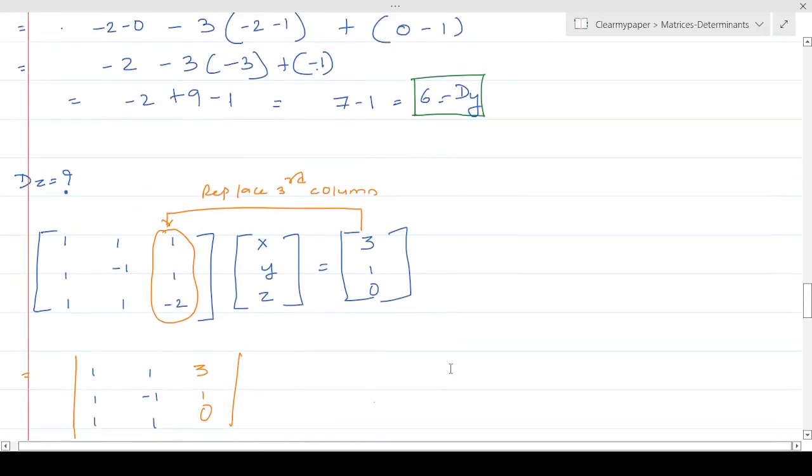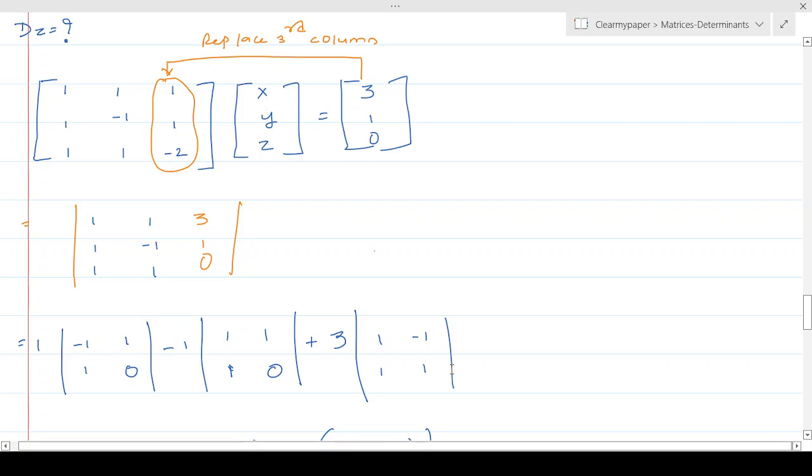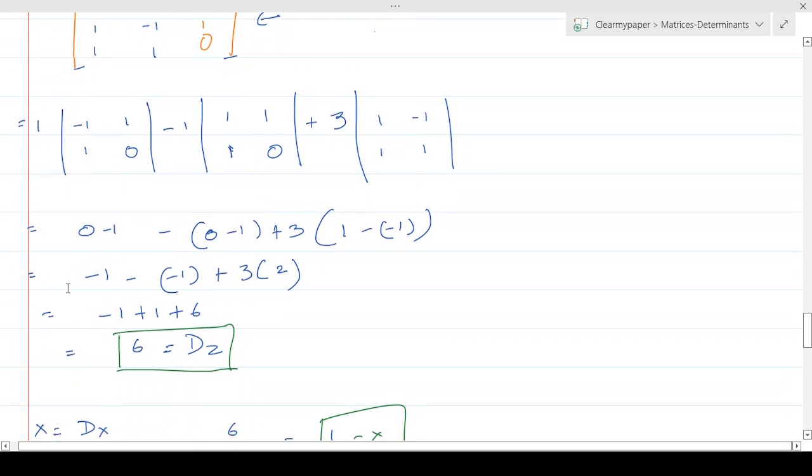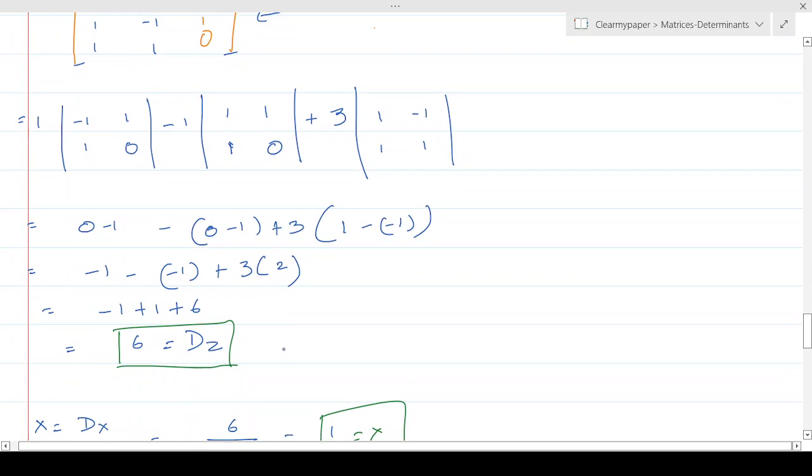And moving on the same way, I'm going to apply the logic to find dz, where I'm going to take the third column, which is representing the z variables. I'm going to remove it, which is in orange, and I'm going to replace that with 3 1 0 over here. And then I'm going to use this newly formed matrix. And I'm going to find the determinant of this matrix in this fashion, again following the first row. And I'm going to get a value of dz, which is also 6. So all the values are 6.